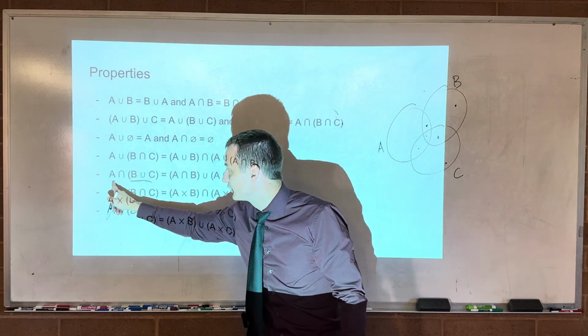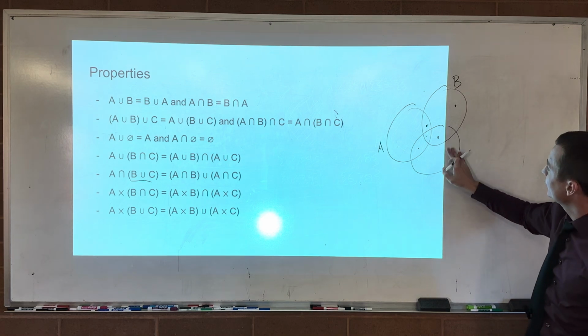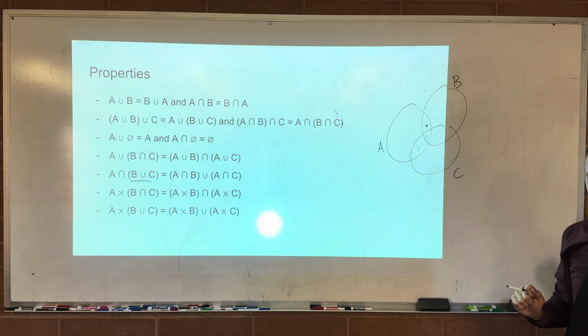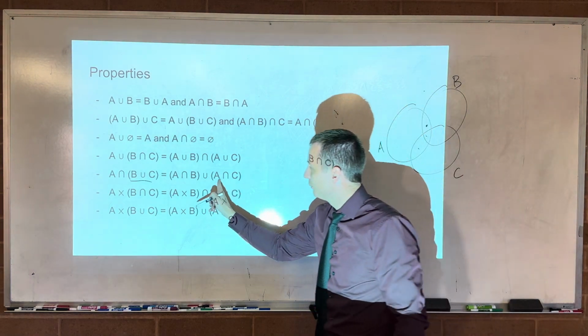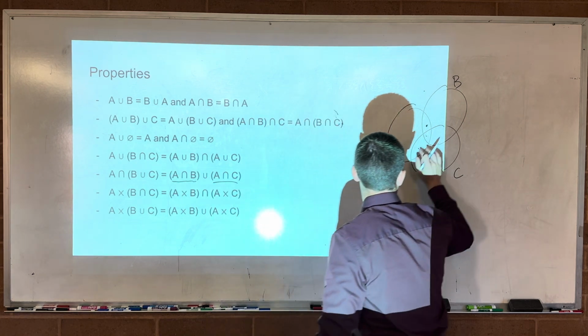But now I want to intersect that with A. So now I only want the ones that were also in A. So I get rid of this section, this section, this section, and we're left with these three little pieces. Right. Perfect. Now let's think about it this way over here. So here I want A intersect B and A intersect C. Let's find those.